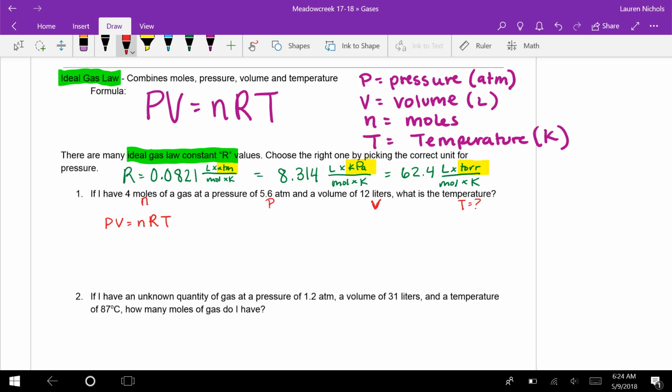So let's go ahead and plug in what we know. We know that our pressure is 5.6 atmospheres. We know that our volume is 12 liters. We know the number of moles of gas is 4 moles. And we can pick R. Now we see that pressure is measured in atmospheres, so that means the R value that I want to use is 0.0821 liters times atmospheres divided by moles times Kelvin.